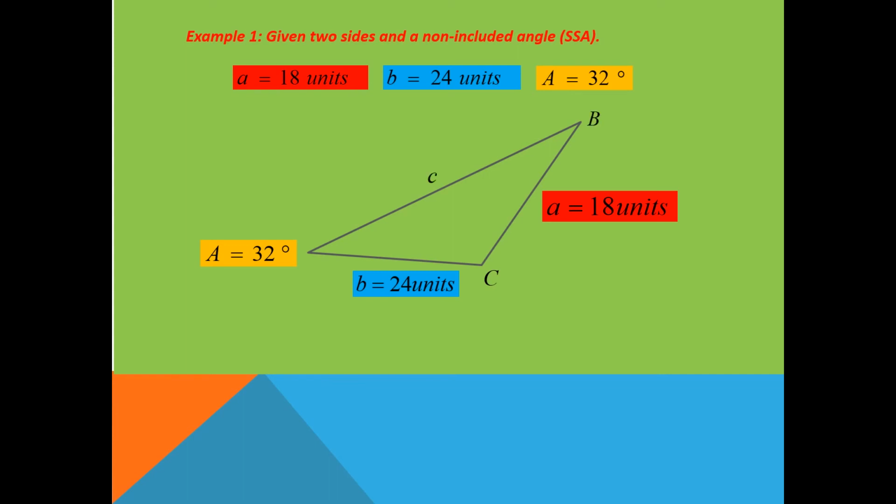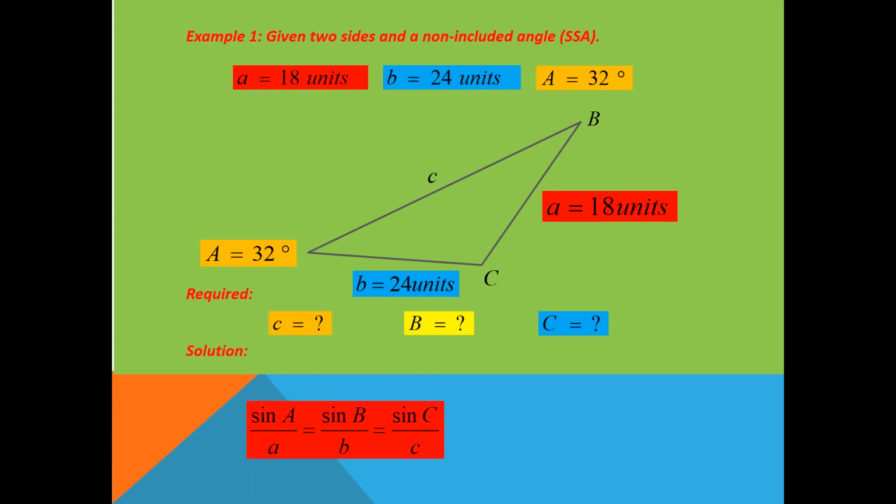We have angle B as unknown, angle C as well, and side C. Using sine law, sine A over A equal to sine B over B equal to sine C over C. Solving for angle B, sine B over B is equal to sine A over A. Multiply both sides of the equation by B. B multiplied by sine B over B is equal to B sine A over A. Cancel B. Sine B is equal to B sine A over A.